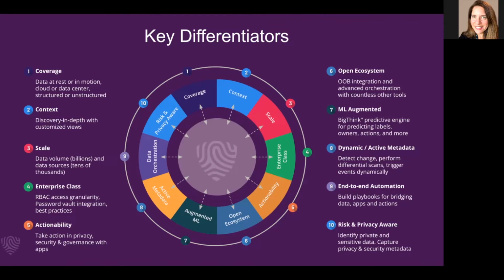BigID provides data intelligence and then enables users to take action or enable active metadata to detect changes and trigger events. Privacy and risk management are deep in the core capabilities, and BigID provides value for a variety of different users in a data-driven environment. We're going to transition here to the product demo, where we'll look at the platform and some of the functions.